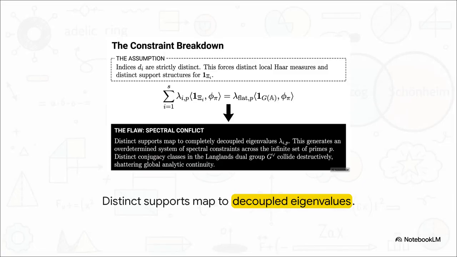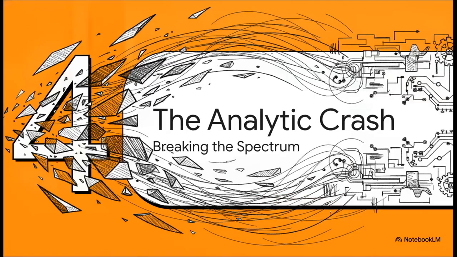Distinct indices force distinct local Haar measures, and when passed through the Hecke algebra, they map to completely decoupled systems of eigenvalues. This generates a massively overdetermined system of spectral constraints. Basically, the distinct conjugacy classes in the Langlands dual group just collide destructively, and it completely shatters the global analytic continuity. Which brings us to section 4, the analytic engine crashes.